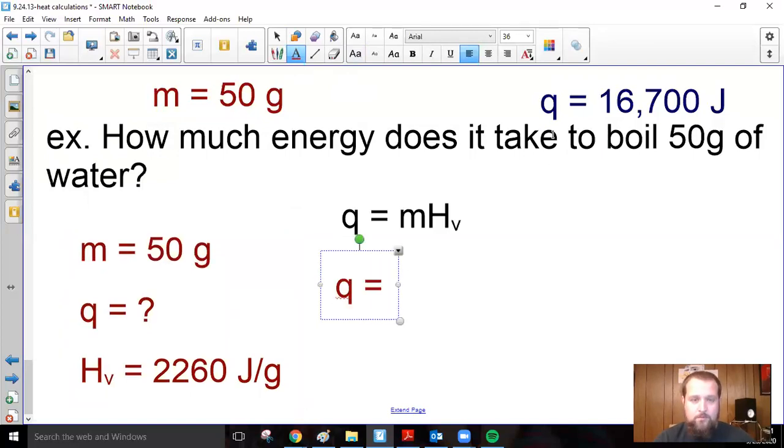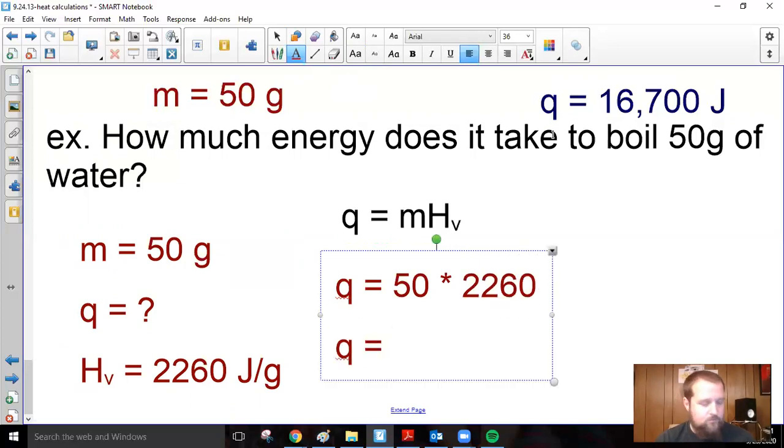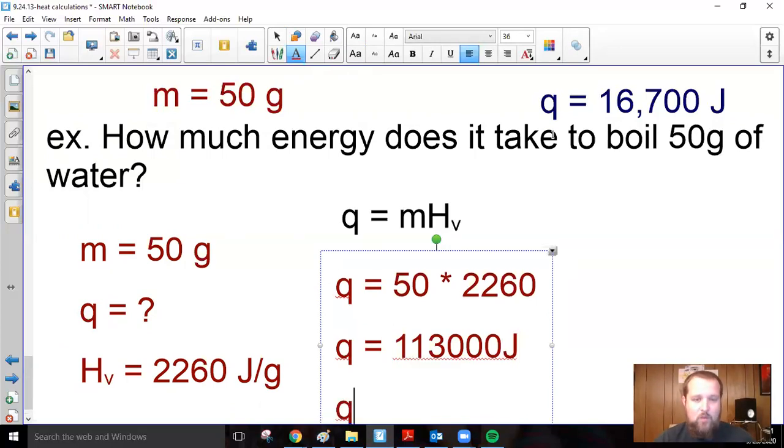So Q, we don't know. To get the Q, we multiply the mass of 50 times the heat of vaporization, which is 2260. This is 50 times 2260, which is 113,000 joules. Another way of saying that would be 113 kilojoules. And this is why we have kilojoules. So 113,000 joules. That K saves us from writing the 1,000, those 3 zeros.